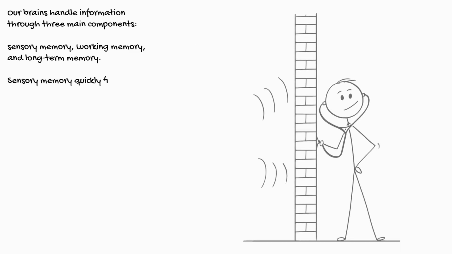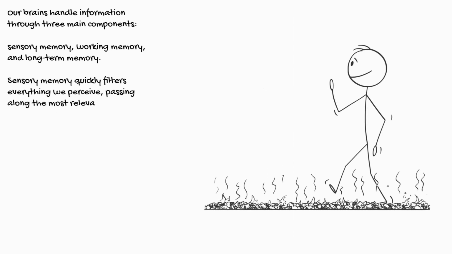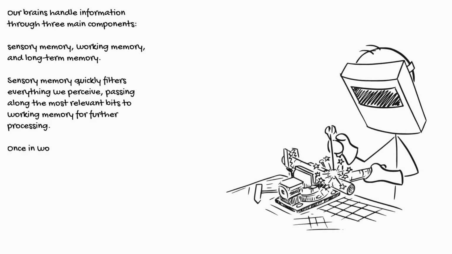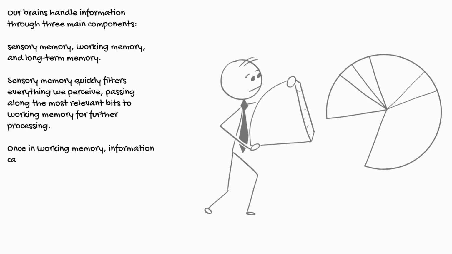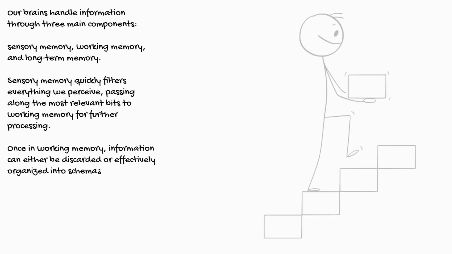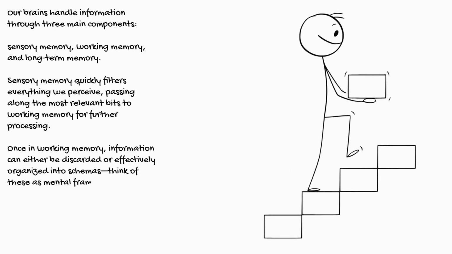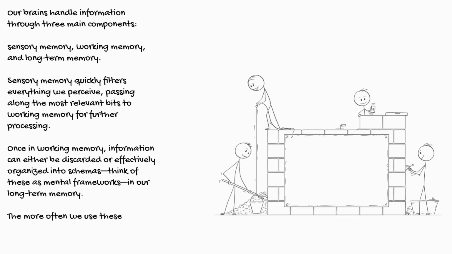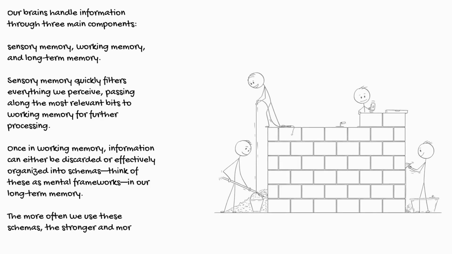Sensory memory quickly filters everything we perceive, passing along the most relevant bits to working memory for further processing. Once in working memory, information can either be discarded or effectively organized into schemas. Think of these as mental frameworks in our long-term memory. The more often we use these schemas, the stronger and more accessible they become.